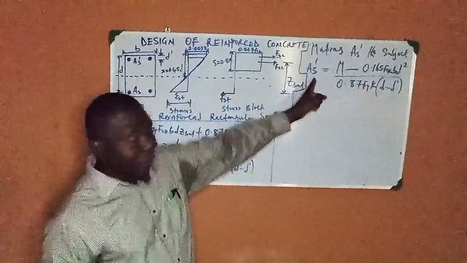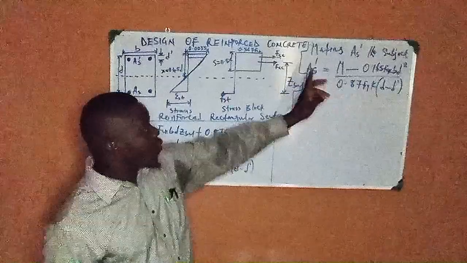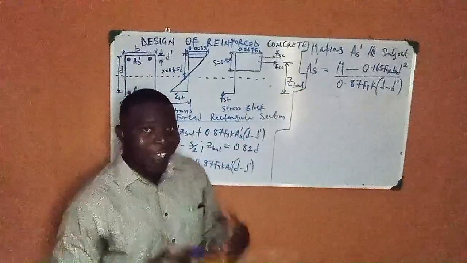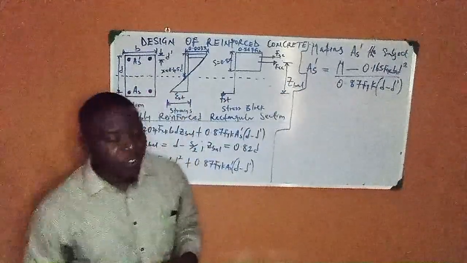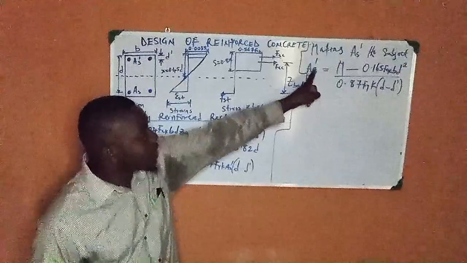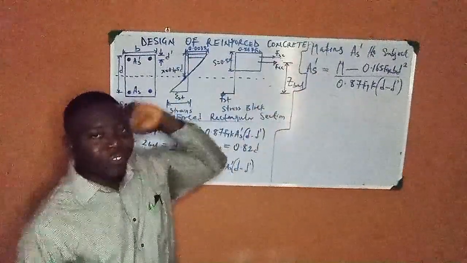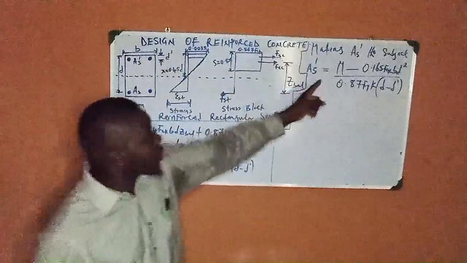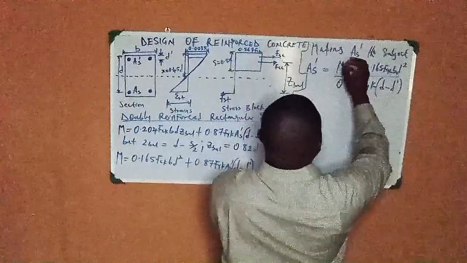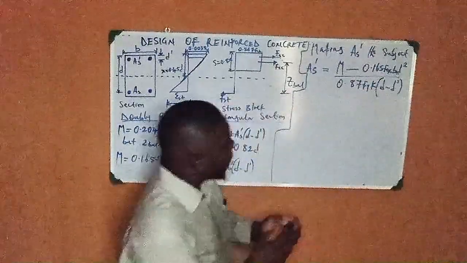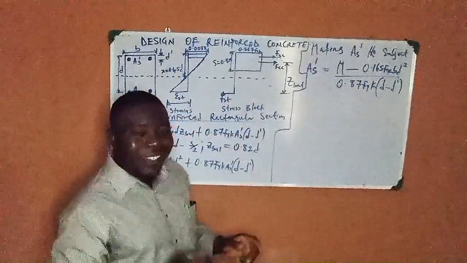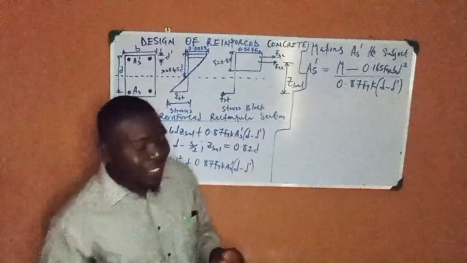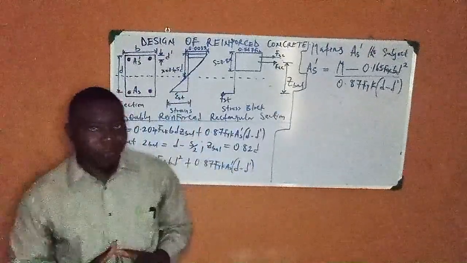This becomes the first parameter we are deriving, because we are going to be making use of these parameters during our calculations and solving. So this is the area of steel in the compression zone. As prime becomes the moment M minus 0.165 fck bd squared all over 0.87 fyk into bracket (d minus d prime).